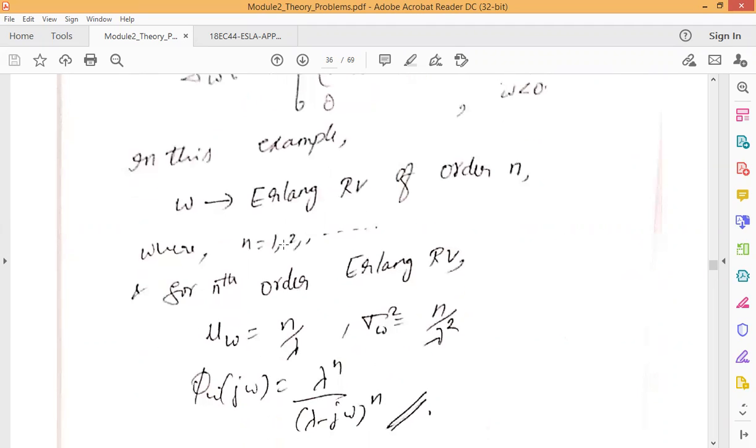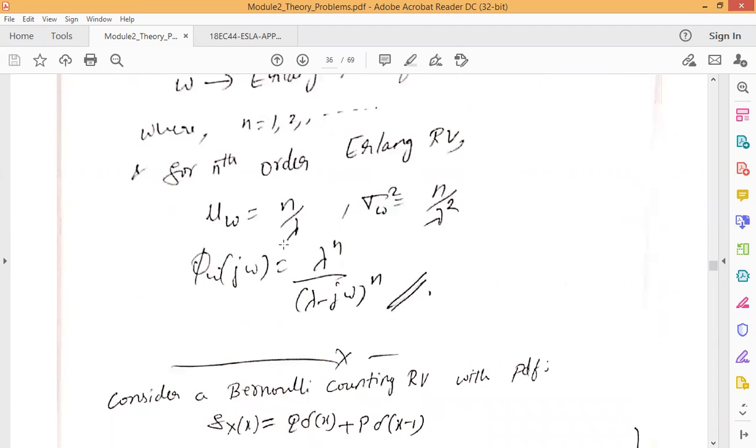So here for the nth order Erlang random variable, your mean is given as n by lambda and sigma squared is given by n by lambda square, because we have derived the equation for mean and variance for the exponential random variable. In that case, we obtained the mean as 2 by lambda and variance as 2 by lambda square, for the order n equal to 2. Similarly, for n equal to 3, it will be 3 by lambda and 3 by lambda square. So for the nth order, we can simply write the mean as n by lambda and variance as n by lambda square.